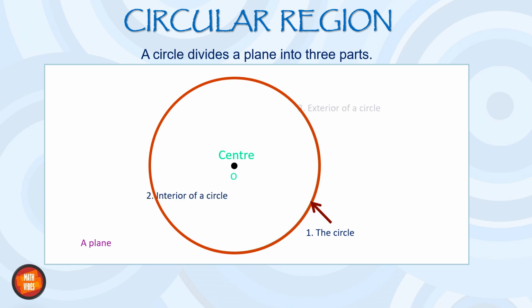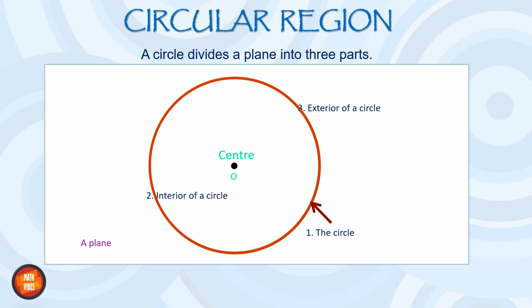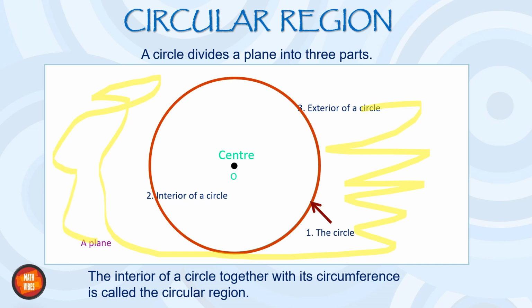Second will be the interior of the circle, the inside portion of the circle. For example, all of this inside of a circle will be called the interior of a circle. Next will be the exterior of a circle. The outside of the plane region that you have will be called the exterior. All of this outside the circle is called the exterior of the circle.